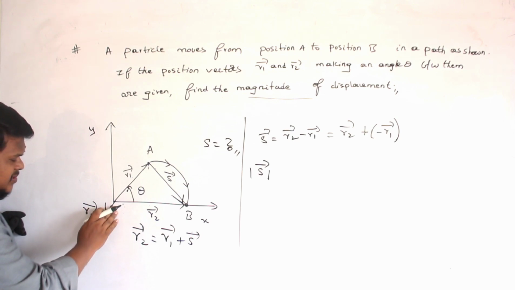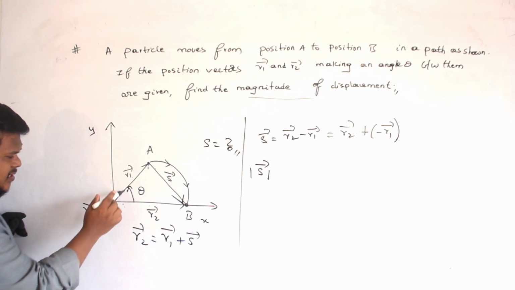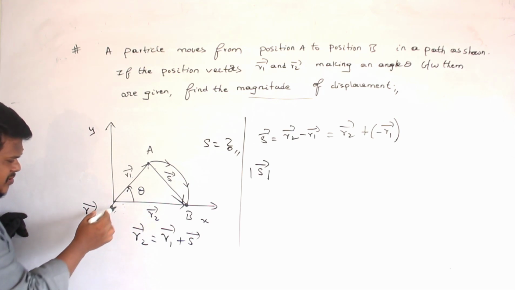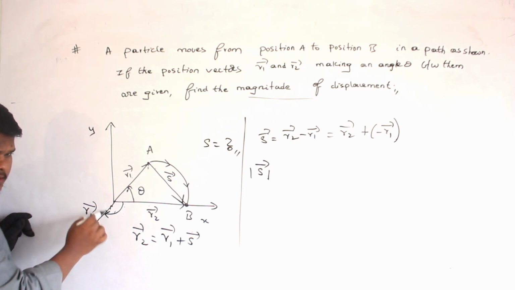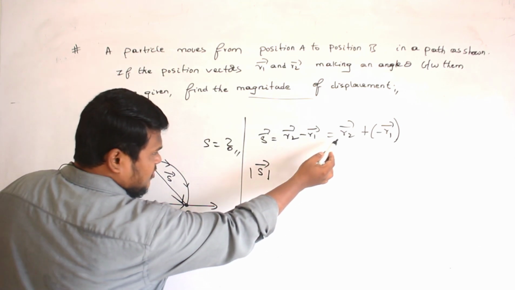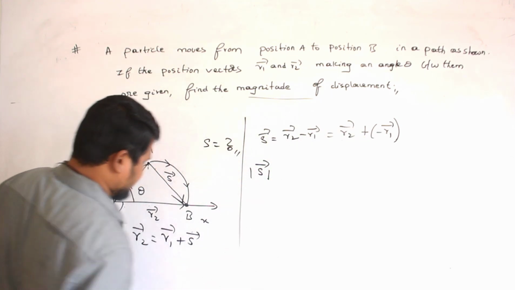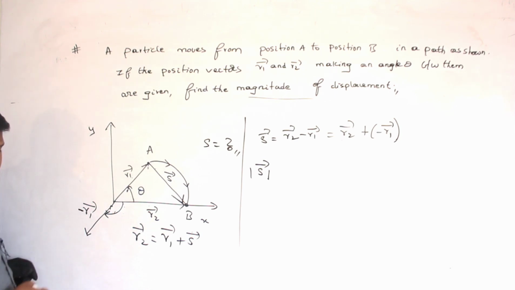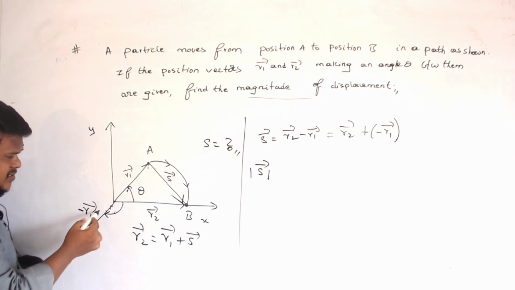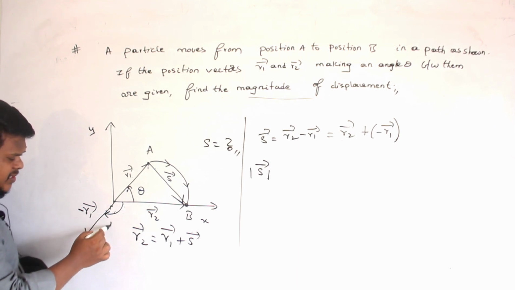So then which angle am I supposed to take? Shall I take angle theta or another angle? I am supposed to take this angle. Clear now? Why am I supposed to take this angle? Because I am supposed to take the resultant of R2 dash and minus R1 dash. So this is R2 dash, this is minus R1 dash. Are you able to understand? So can you say what is this angle? 180 minus theta.